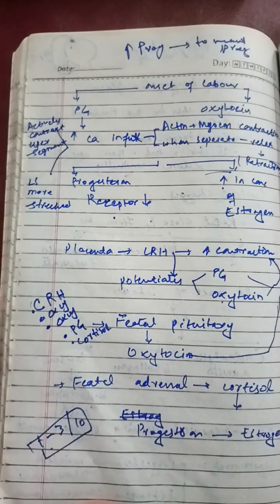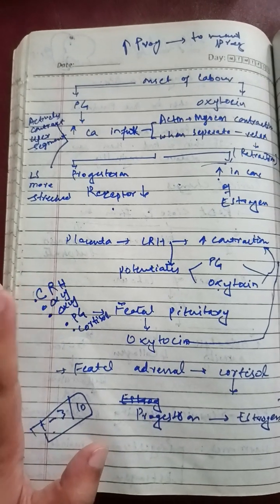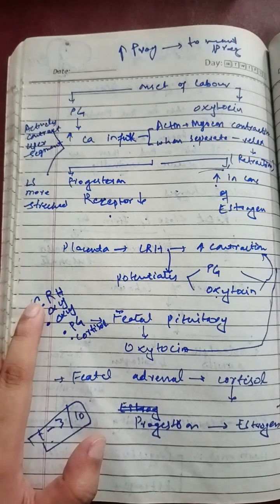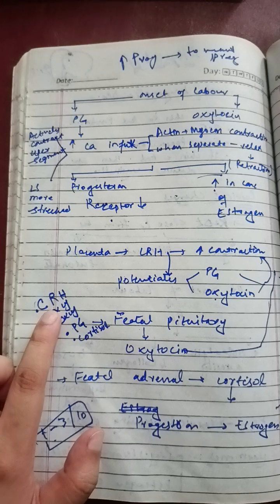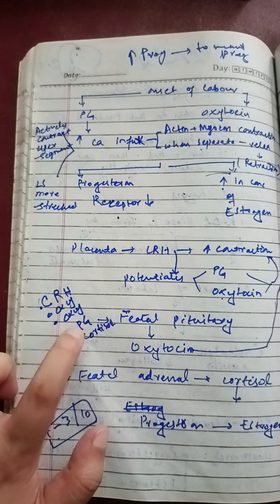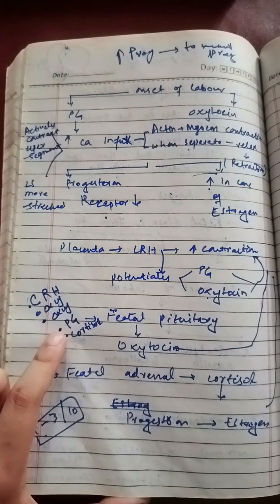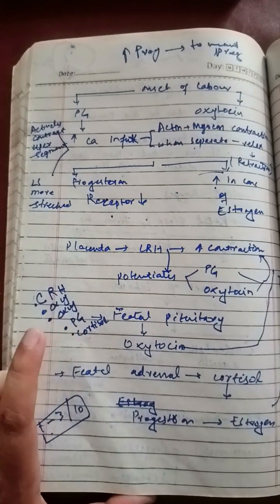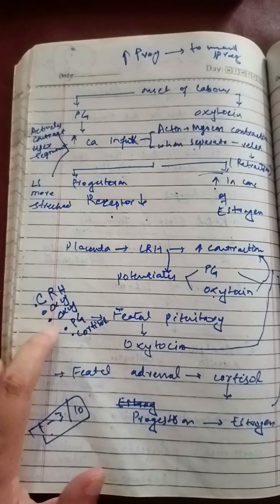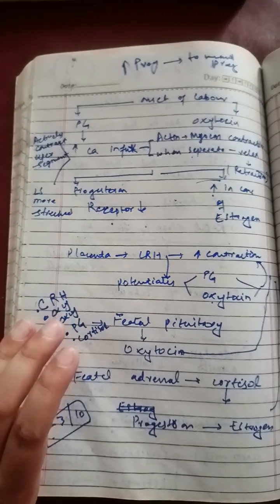Thus, the hormones which play a role in the contraction of the uterus include corticotropin releasing hormone from the placenta, oxytocin and prostaglandin, and from the fetal adrenal, cortisol, and from the fetal pituitary, oxytocin. These are all responsible for the contraction and for the onset of labor.